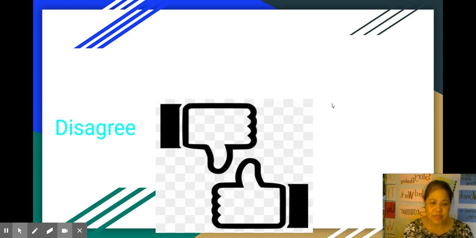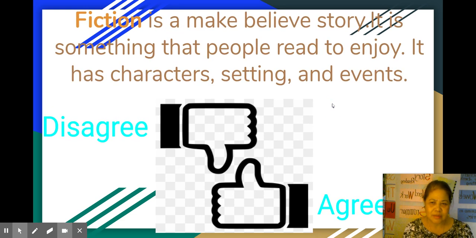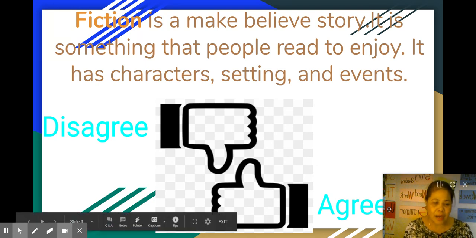Next, agree or disagree? Fiction is a make-believe story. It is something that people read to enjoy. It has characters, setting, and events. What do you think? Do we agree or disagree? That means fiction is just a make-believe or fantasy. It's not a real story. Do you agree or disagree? Good job. I agree. Thumbs up for that, boys and girls.